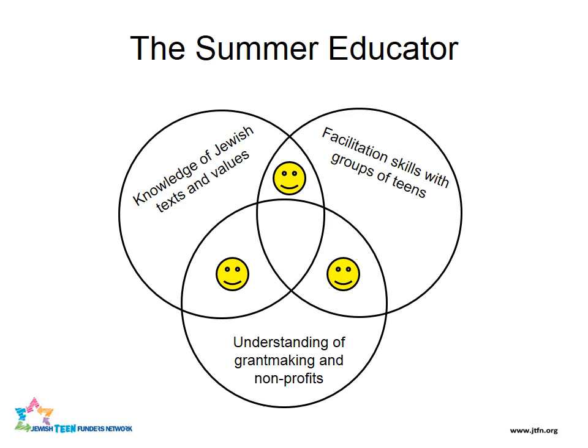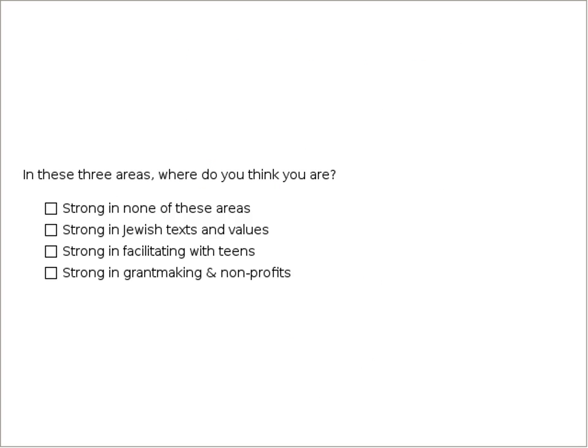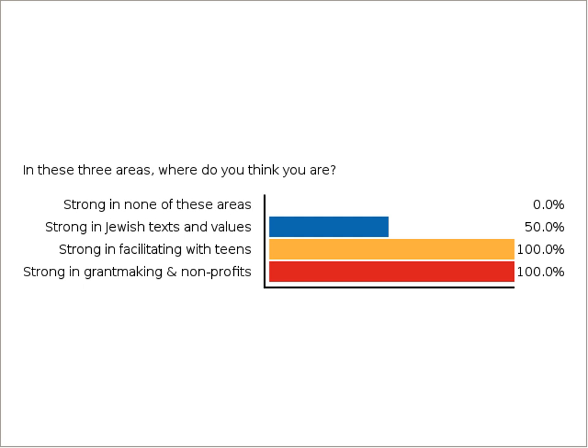So we're going to actually take a second and do a poll for everyone. This is going to be an anonymous self-assessment of, on this chart, where do you think you are in these 3 areas? You can select all that apply. You can select Jewish texts and values, strong in facilitation with teens, and strong in grant making and nonprofits. We'll take a second for people to fill out and select all that apply. Again, this is anonymous.